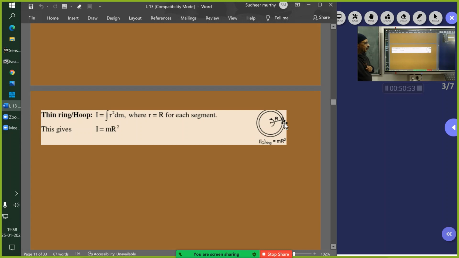So this hoop, same thing here. This is a hoop or a ring. You will take an incremental mass dm here. So dm here will be what? If the total mass is m, and the radius is r, this length will be 2 pi r. So dm will be m divided by 2 pi r into dl.